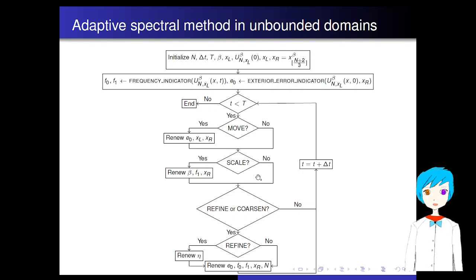Why do we do so? Because if we can maintain a small frequency indicator without increasing the number of basis functions, that would be best. If scaling cannot maintain a small frequency indicator, or if the frequency indicator is maintained well after scaling, then we consider whether we need to refine or coarsen, which means to increase or decrease the number of basis functions respectively. So there are some parameters that we need to monitor and apply in the adaptive techniques.